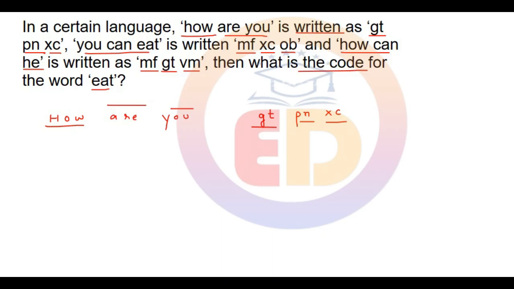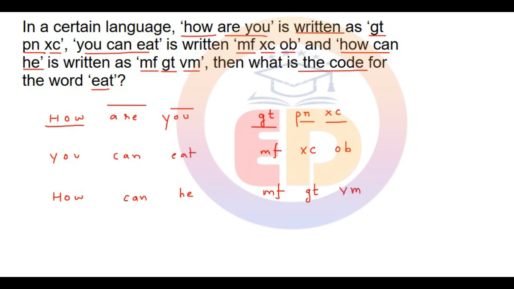And for that, first we have written the words and then the codes. Let's write down the second. You can eat, coded as MF XE and OB. Third one, how can he, coded as MF GT and VM.